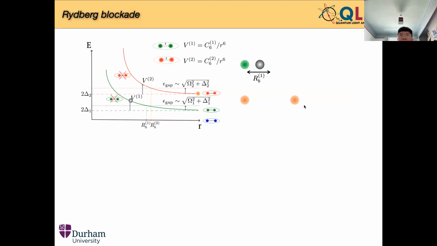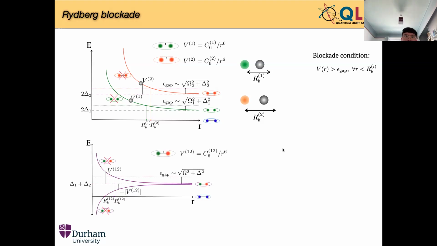The same principle applies for the orange pair interaction. If you have the first atom excited in the orange Rydberg state here, the second atom can be excited to the orange Rydberg state if they are separated farther than Rydberg blockade radius 2. But once they move to have the pair potential energy equal to the energy gap as well, they become blocked. And if you move further, they will be blocked effectively. This is the condition of the Rydberg blockade: you need to have the pair potential bigger than the epsilon gap. And this condition allows you to have the Rydberg blockade radius defined by this definition.